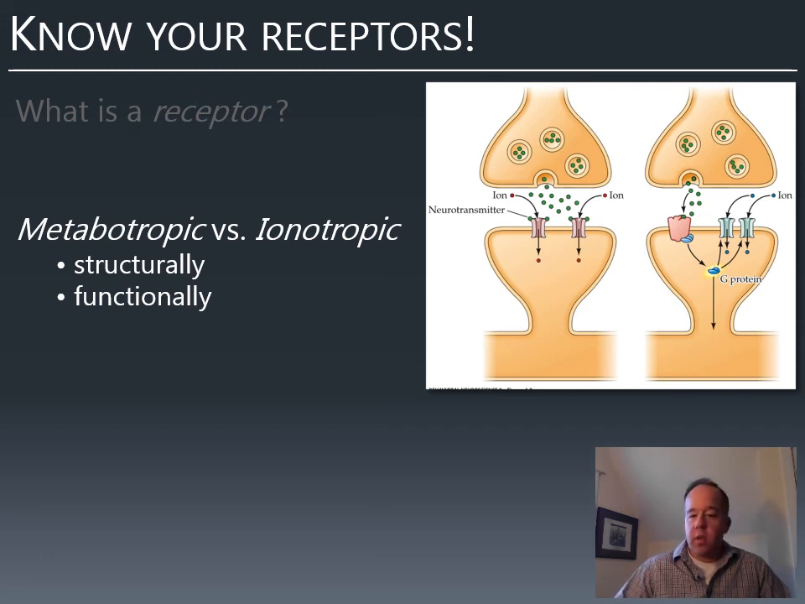But those signals can go as far as the cell body and the nucleus. You can change which genes are active, and those can be very long-term effects. So know that difference between metabotropic and ionotropic channels: how they're different structurally, but also how they're different in terms of their effects, the length of time it takes for them to take effect, and how long those effects last.